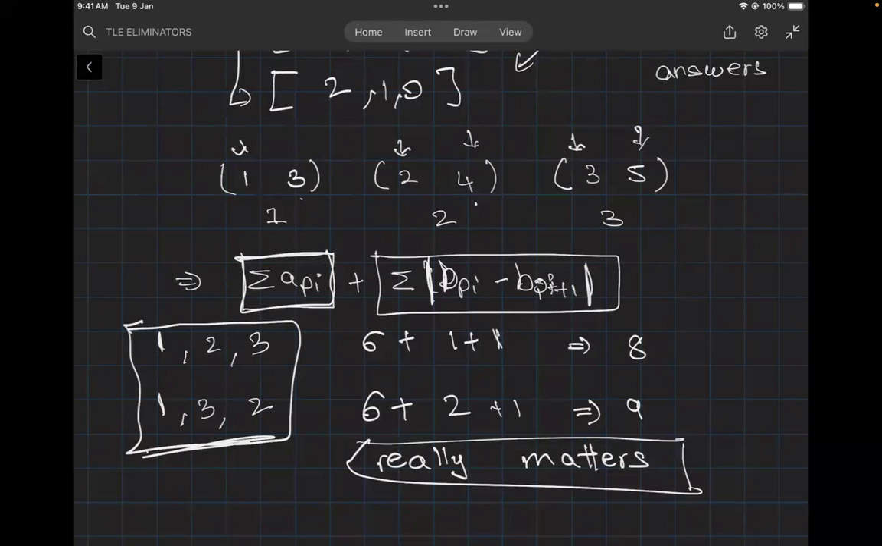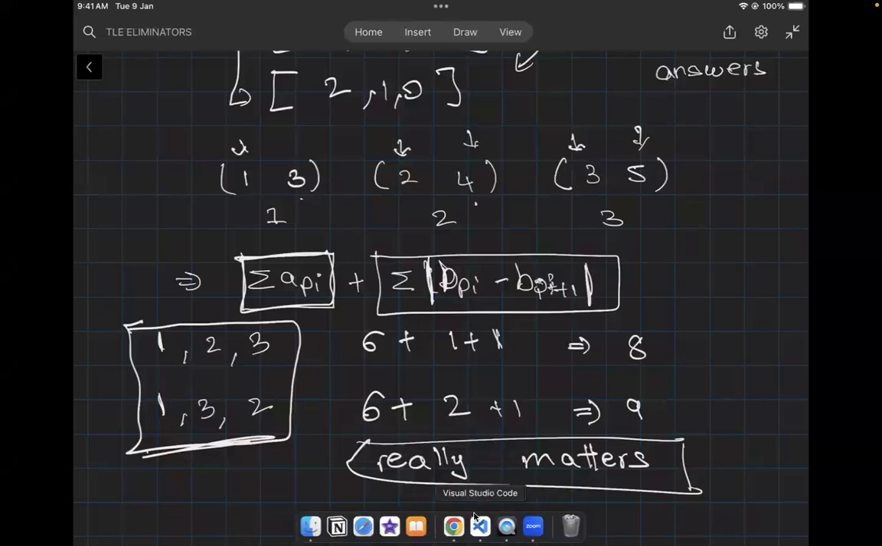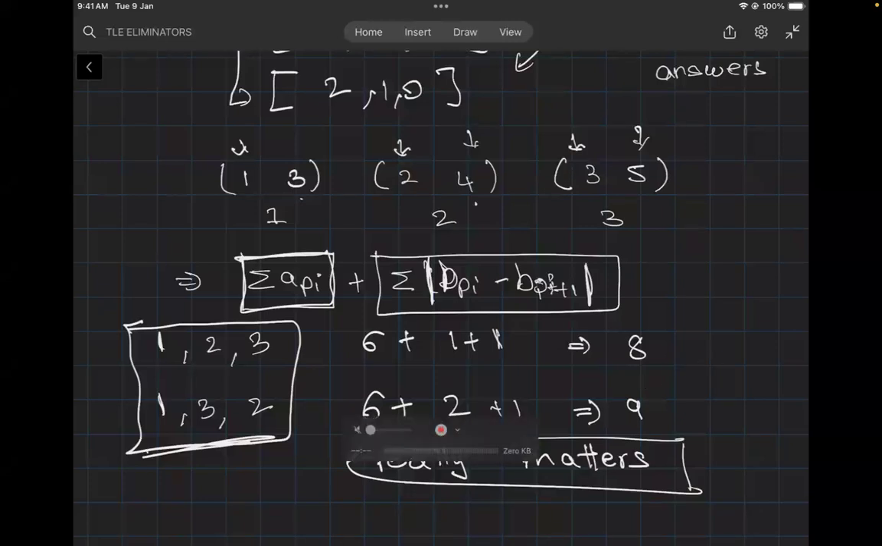Do you guys agree upon this? Put a yes in the chat, guys, if you agree. Tell me, guys. Anand says yes. What about others? What about Vaibhav? Do you guys agree that when I change the order, the answer might change?